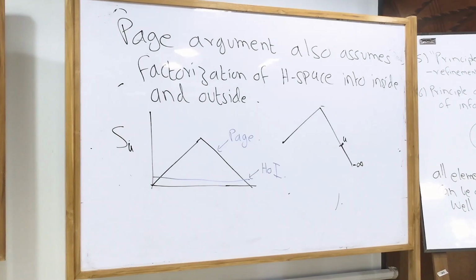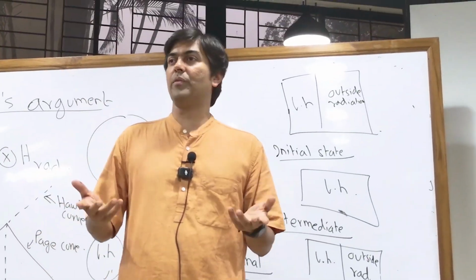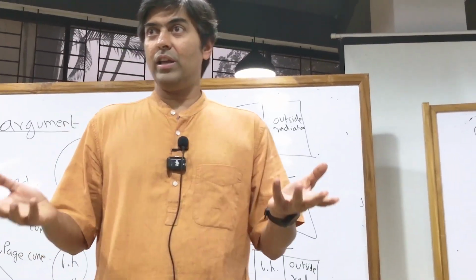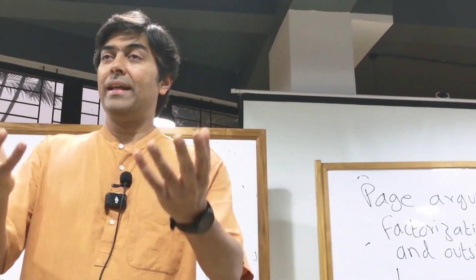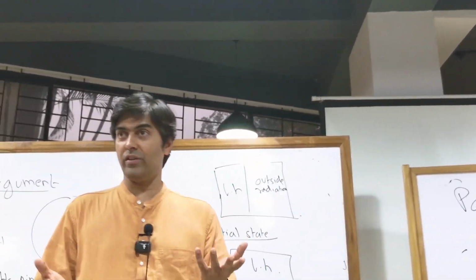If you keep track of all degrees of freedom outside, you don't lose information and then gain information. What is the Page argument telling you? It's telling you that in the beginning you don't have information about the full black hole. You have only limited information. Then the radiation starts emerging and you start getting more and more information.